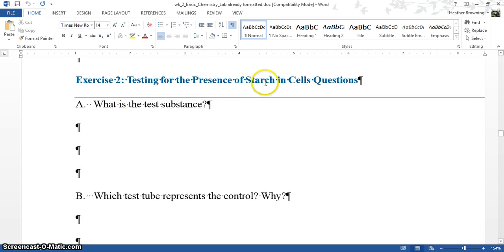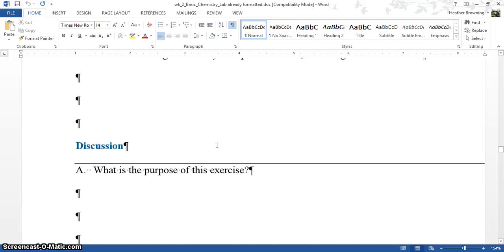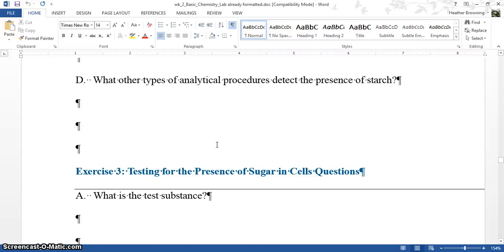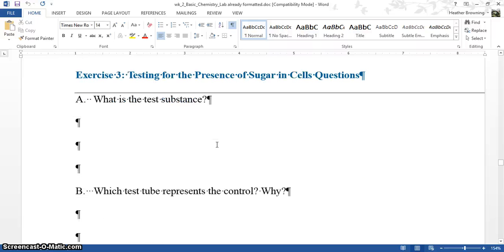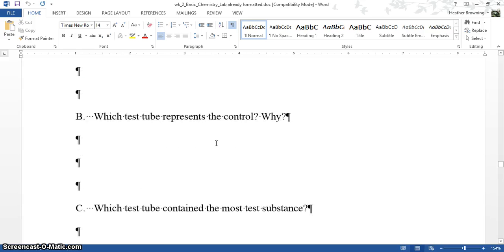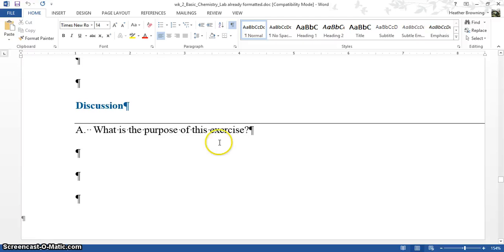Here is testing the presence of starch in cells. So what's the test substance? I'm guessing starch. It's very repetitive to what you did the last time. Same thing with the purpose. It's all basically the same. Then testing for the presence of sugar. So I'm guessing you're testing for sugar. And then you go through the same basic thing, right? Just going to do it for all of them.